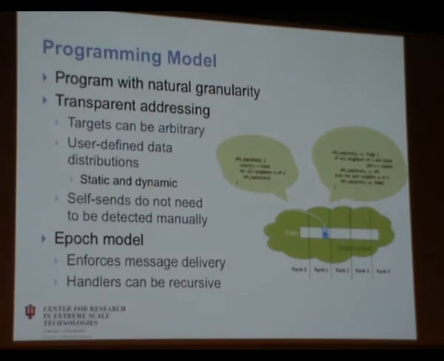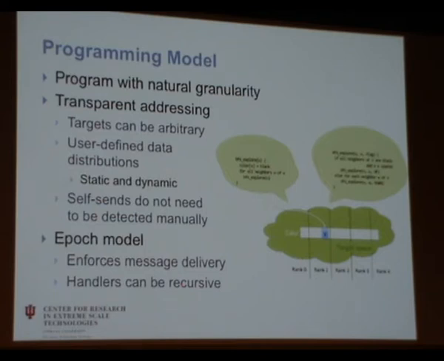So in the Active Pebbles programming model, you can program applications with their natural granularities. And you can have transparent addressing of local and remote objects, which we refer to as targets. And so a target can be, say, a single vertex in a graph. You don't have to do any sort of pre-processing to talk to a particular vertex or have some particular structure in objects that are callable remotely. Data distributions are completely user-defined. They're just an arbitrary function that maps from an object ID of whatever form to a location. And so they can either be static or dynamic.